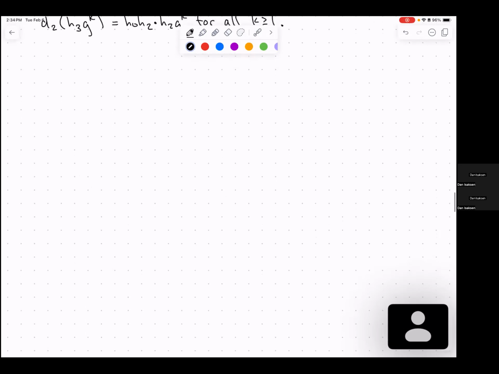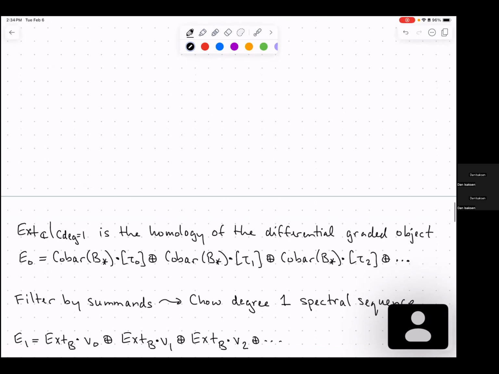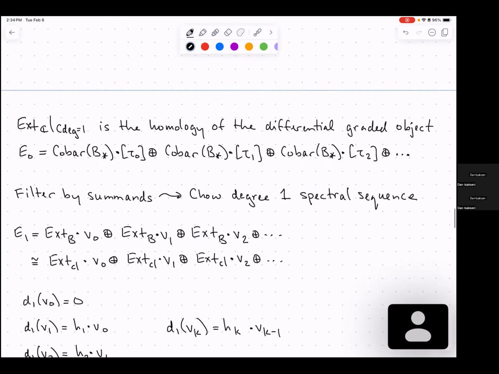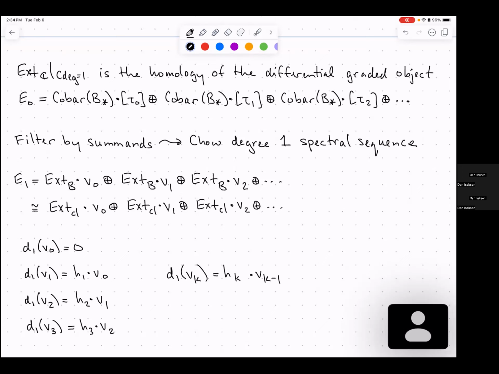All right. So how are we going to do this? Now we're ready to start talking about the method. The first thing is what we want to do. We're just going to try to focus on Chow degree 1, and so I'm going to pull out the part of the cobar complex that's in Chow degree 1.